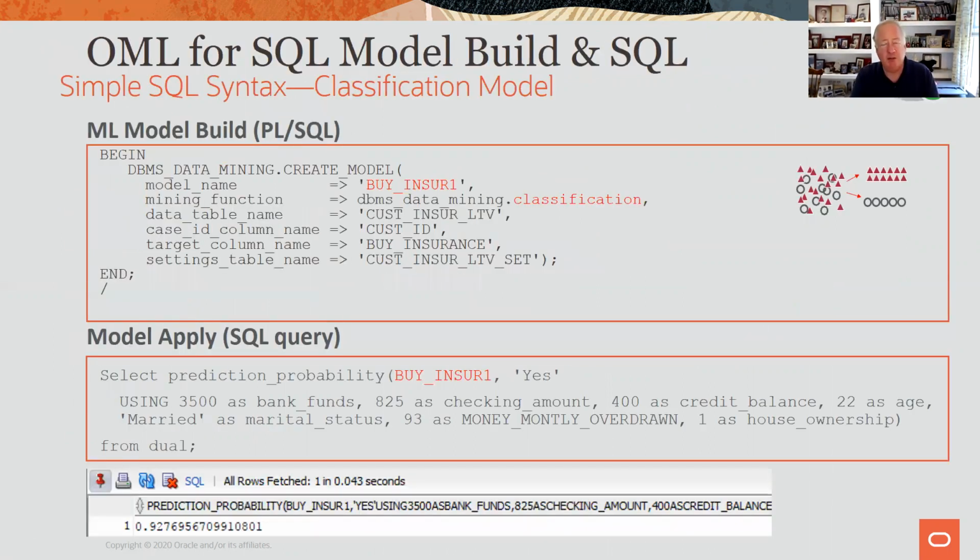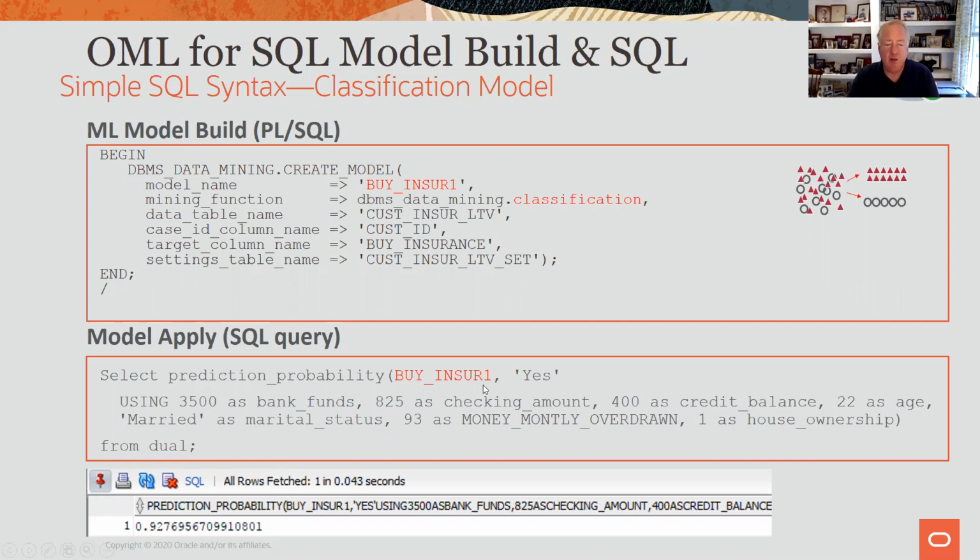When you build the models, it's as simple as this, right? Begin DBMS data mining, create model. There's a create model, there's a create model 2 that allows you to do things without the settings table and just declare things. I'm going to build a classification model. The target field is going to be customer insurance lifetime value. The target field is buy insurance. So I'm doing classification where I've labeled data. I'll show the unsupervised in a minute.